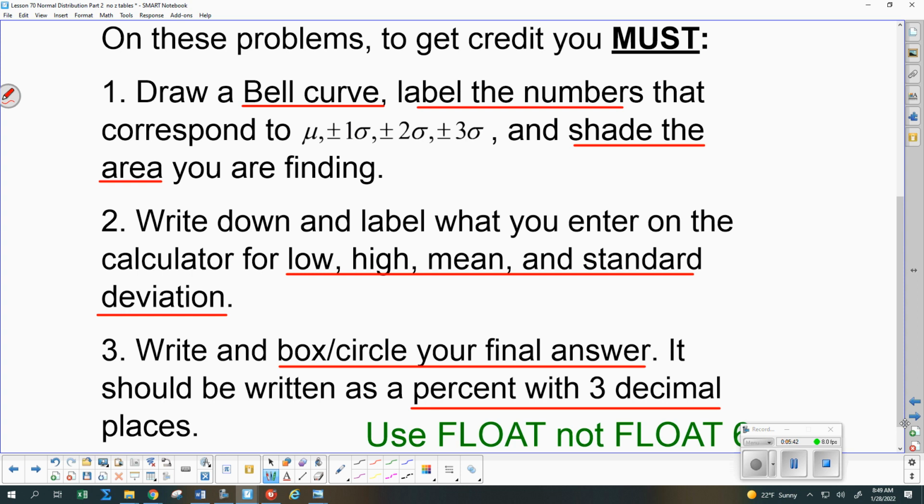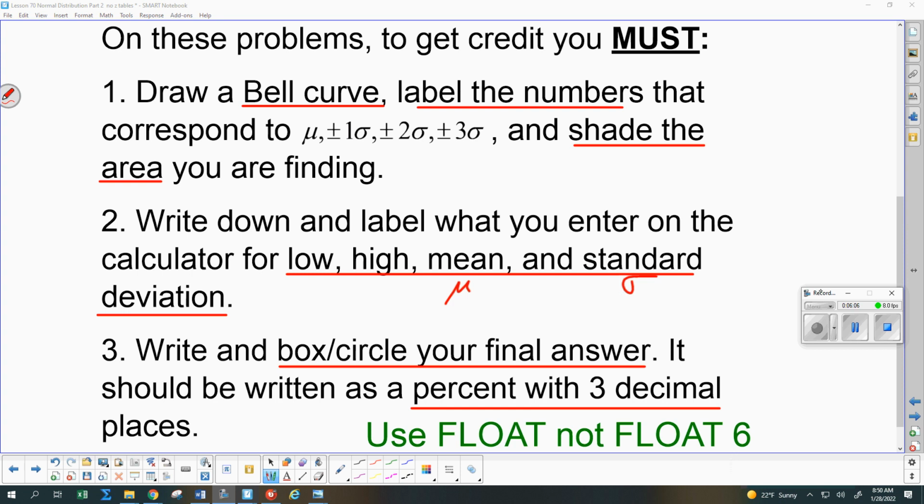So you are going to write these 4 words: low, high, mean, and standard deviation, or the symbols. And what are the 4 numbers you put into those boxes on the calculator? Then the calculator is going to give you a decimal. You're going to change that to a percent and write it down with 3 decimal places and a percent sign. So you need to be sure your calculator settings are on float. And this part isn't so much, but the other part was all on your notes of what you need to do.